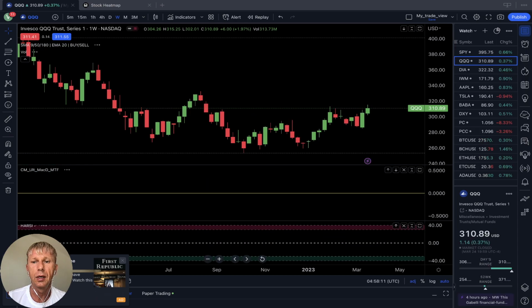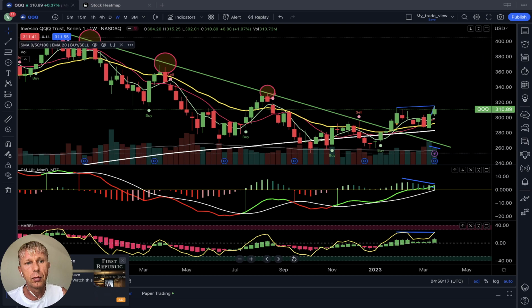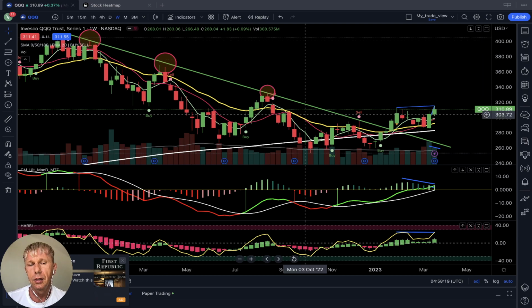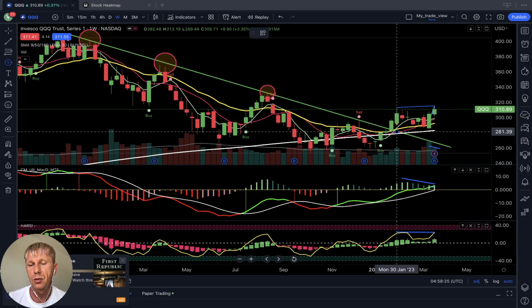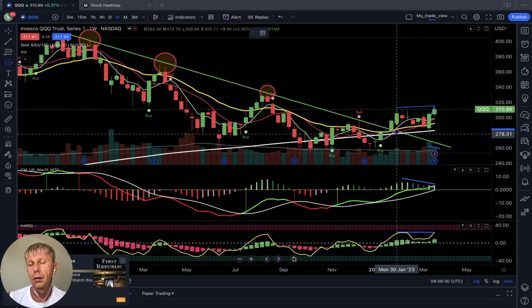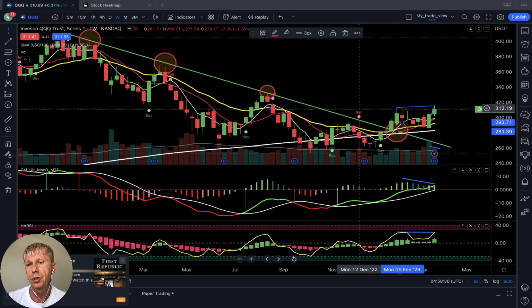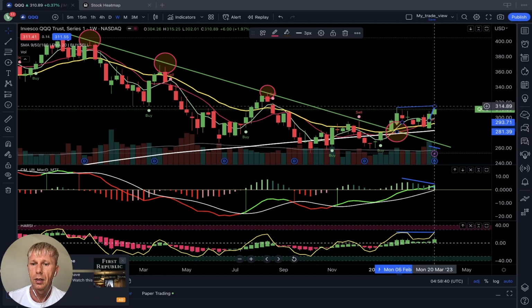Let's start with QQQ weekly. Similar story. This is the major trend line, green line from the top of the market. It's still above that major trend line. That's positive, right? And still bullish. New recent highs. MACD still green, bullish, in bullish territory. RSI bullish also. Heikin-Ashi green above the zero line, also bullish. Bullish trend on all indicators.